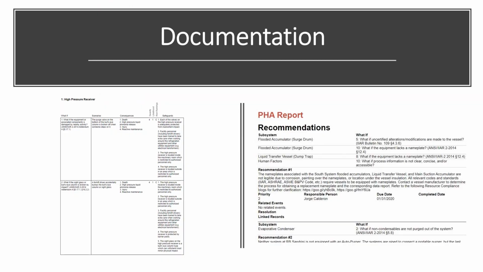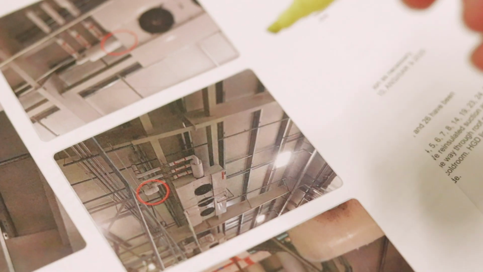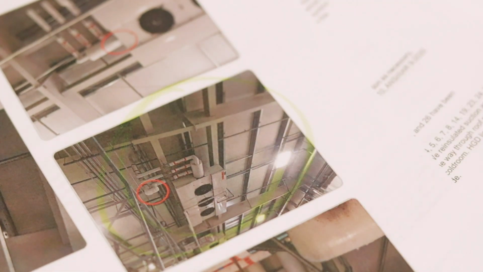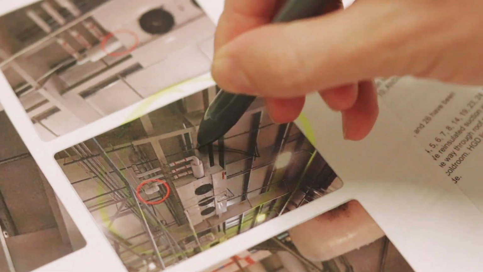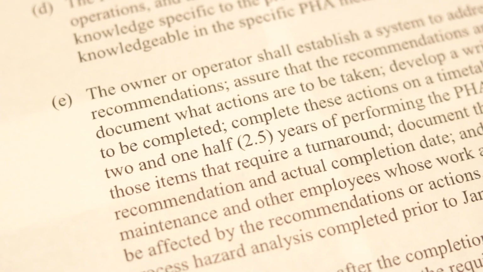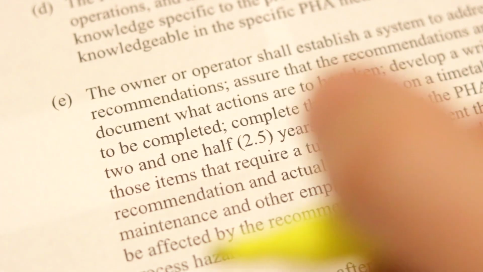We all know the mantra, if it wasn't documented, it didn't happen. With this in mind, Resource Compliance will prepare a report which documents the entire PHA study. The report will be delivered via email. Inevitably, the PHA report will contain recommendations that must be tracked to completion. Recommendation due dates will be determined by the PHA team and assigned a responsible person for addressing the finding.